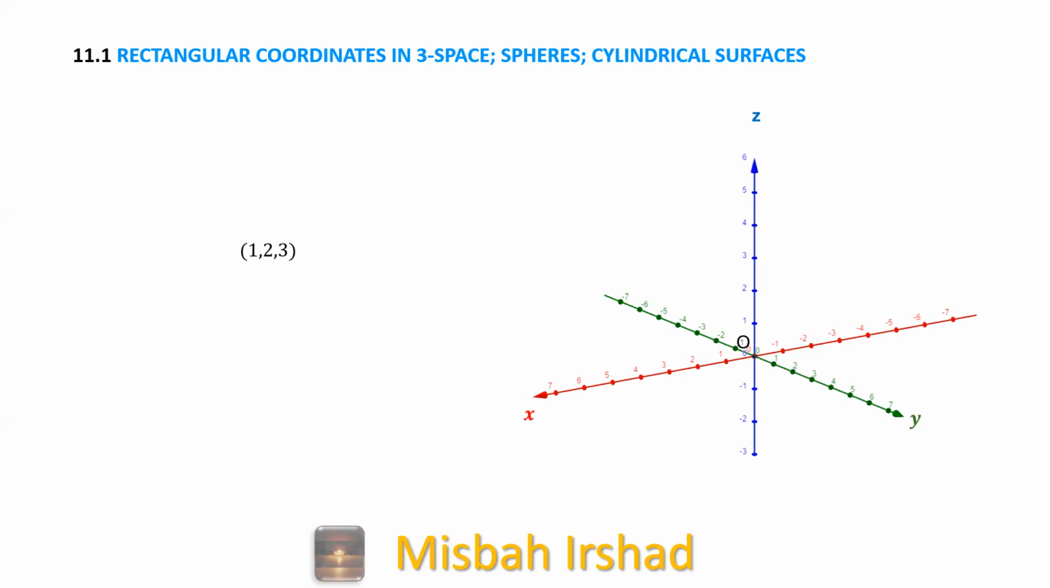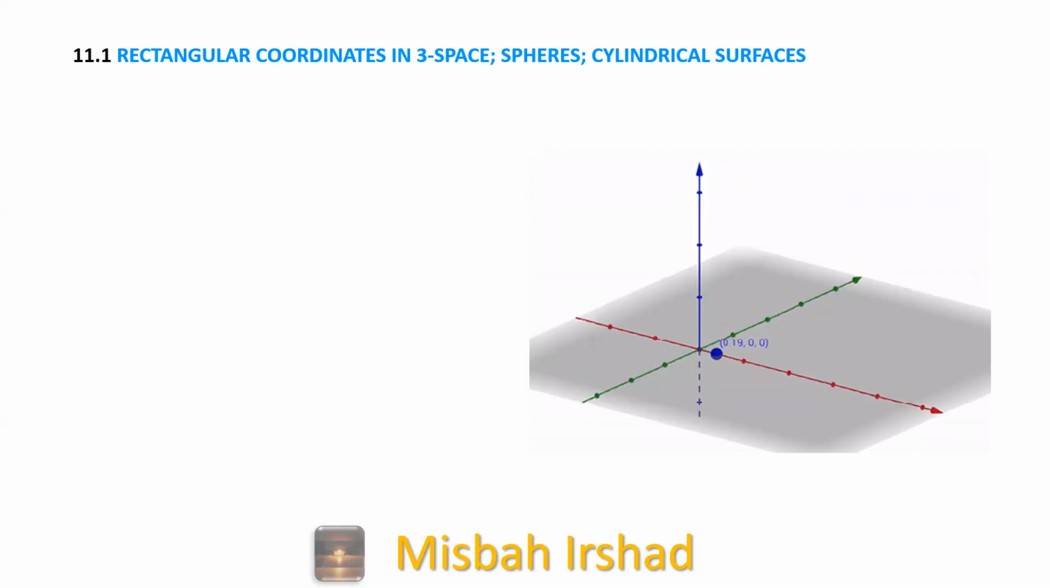So let's try to locate the point 1, 2, 3. For this, move 1 unit along x, then move 2 units parallel to the y-axis, and finally move 3 units upwards. The resulting location is the point A with the coordinates 1, 2, 3. Let's have a look at another example. Here we are going to locate the point 1, 1, 1. And this is a different representation of the 3-space.